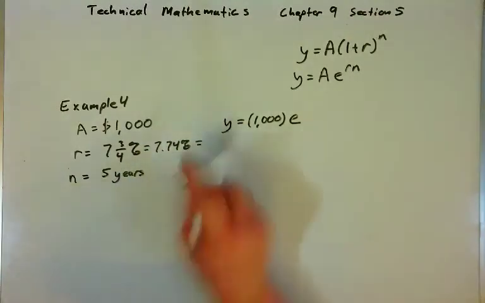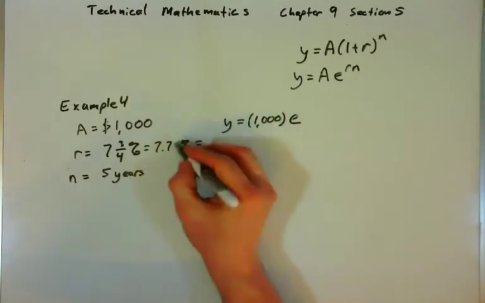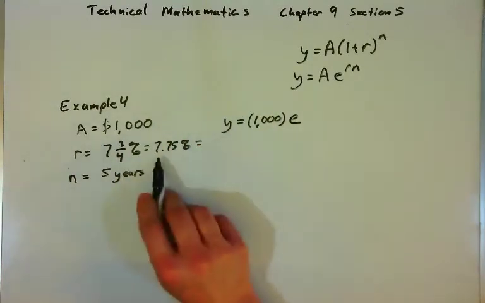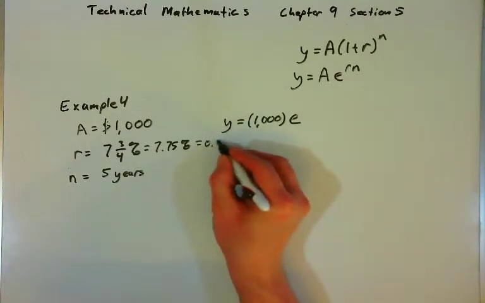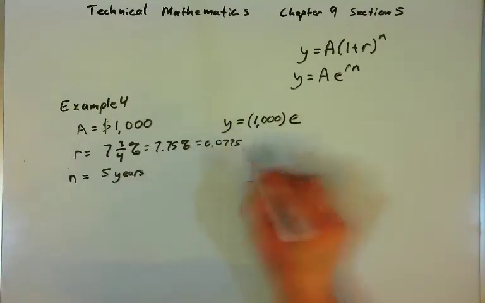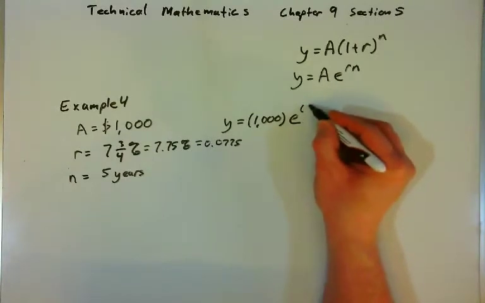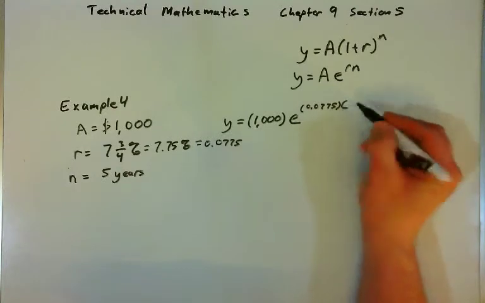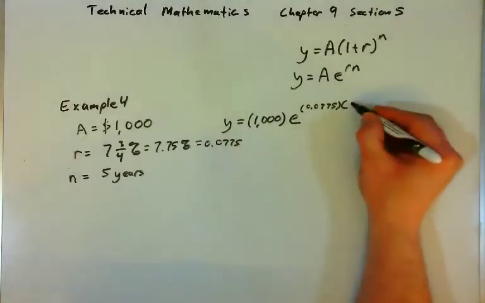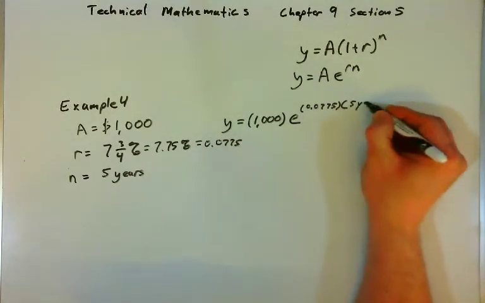7.75% as a decimal will be 0.0775. We have to make sure that we use the decimal form, 0.0775, that's the interest rate, and n is the amount of time that's going to pass, which is 5 years.